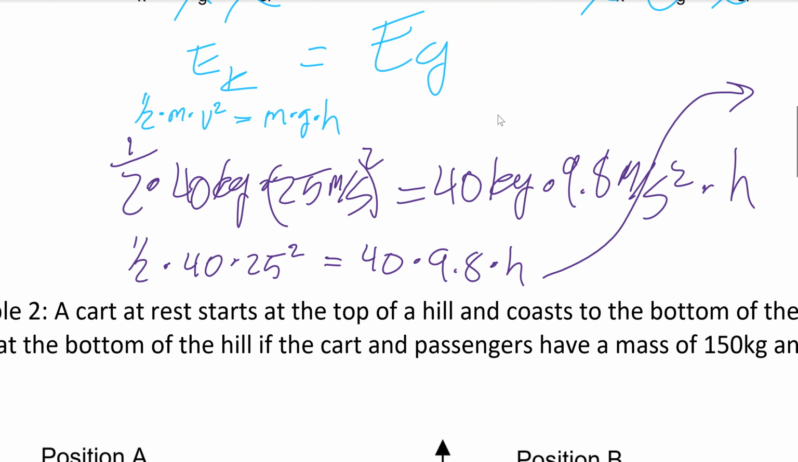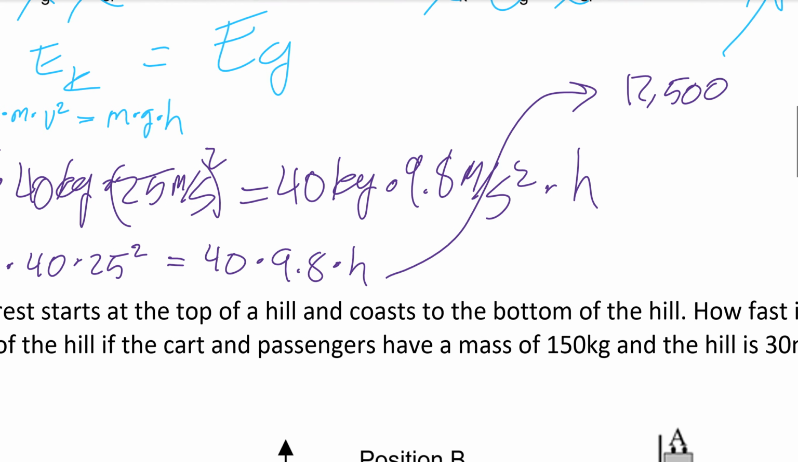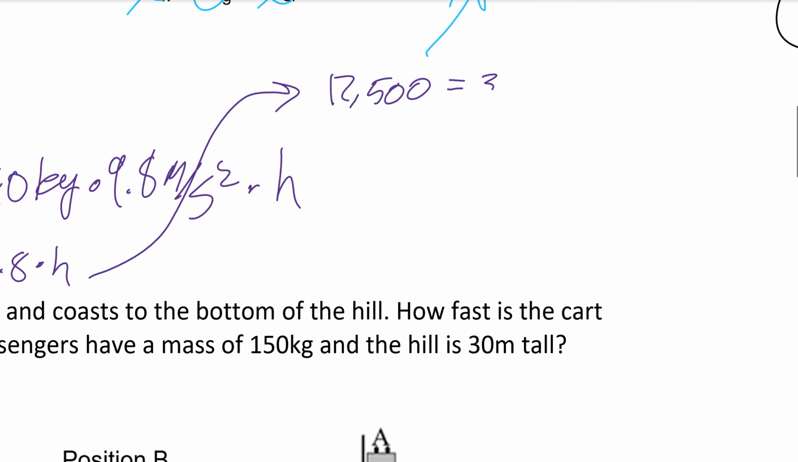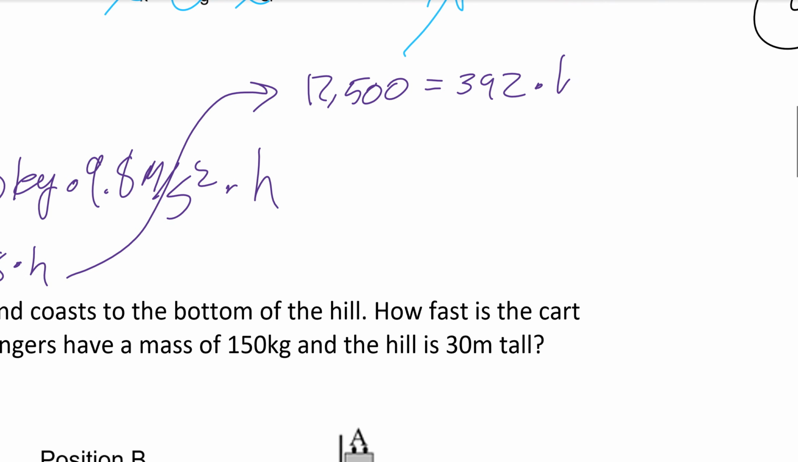What we end up with is we just type this into our calculator and you get a number. And the number you get is 12,500. That's it. That's all this simplifies down to. And then we can also do the same thing here. 40 times 9.8 equals 392. And then we just have h. This problem is a lot easier to solve now.